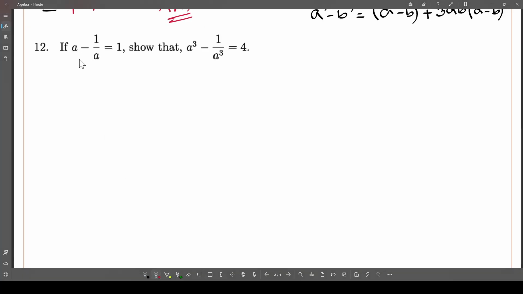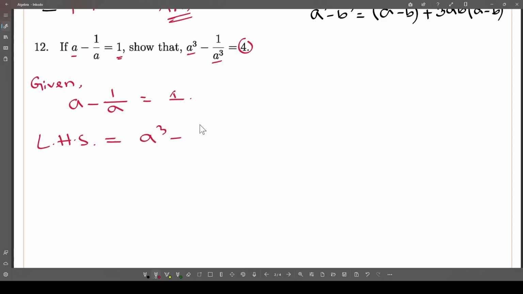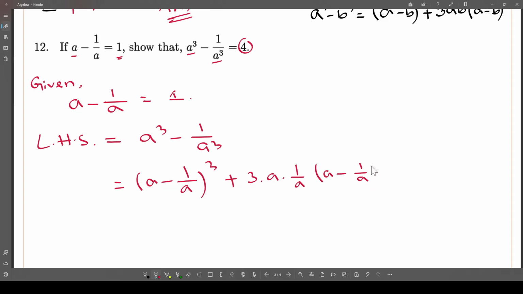Number 12, if a minus 1 by a equals 1, show that a cube minus 1 by a cube equals 4. So here given a minus 1 by a equals 1. Left hand side, a cube minus 1 by a cube. We know the rule, a minus 1 by a whole cube plus 3 times a times 1 by a times a minus 1 by a.